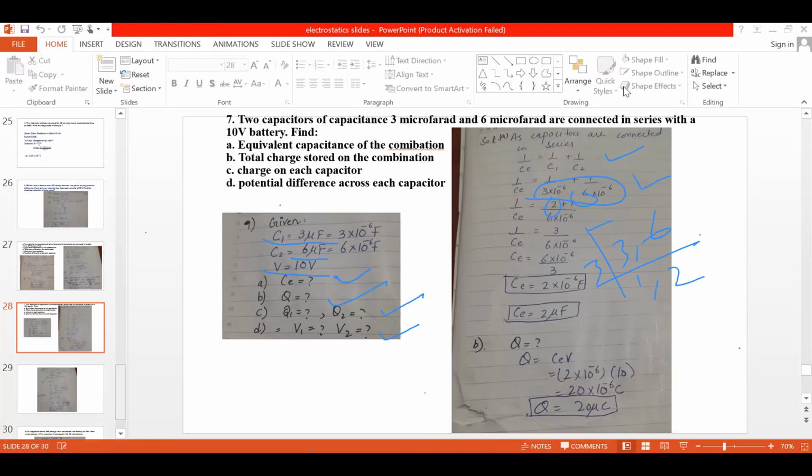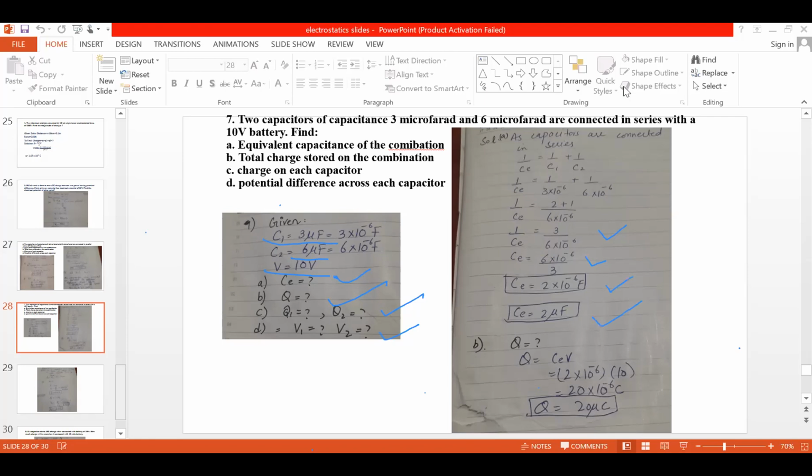If we take the reciprocal of it, we have to invert this value. So CE is equal to 6 into 10 power minus 6 divided by 3. 6 divided by 3 gives you 2 into 10 power minus 6, so CE is equal to 2 microfarad.